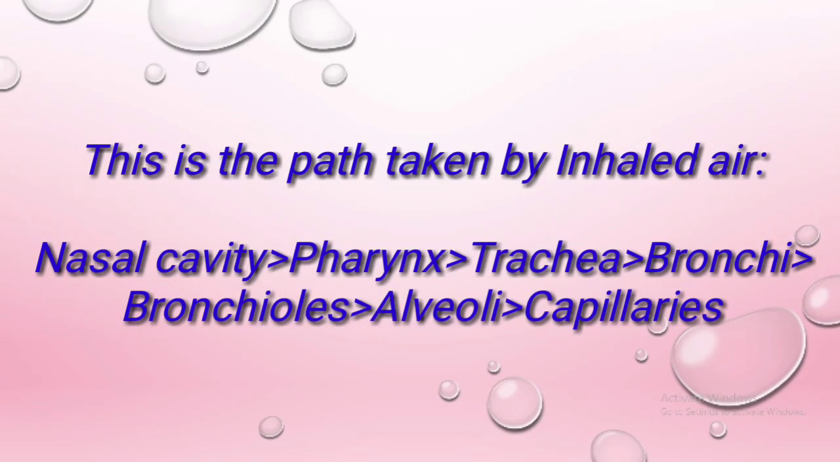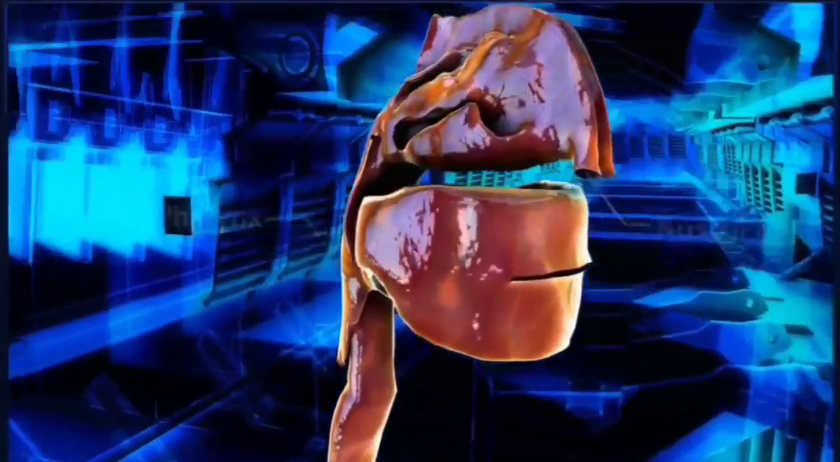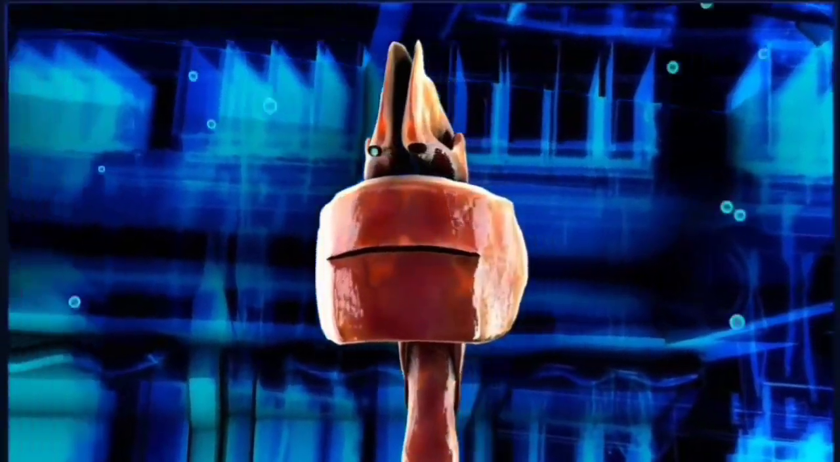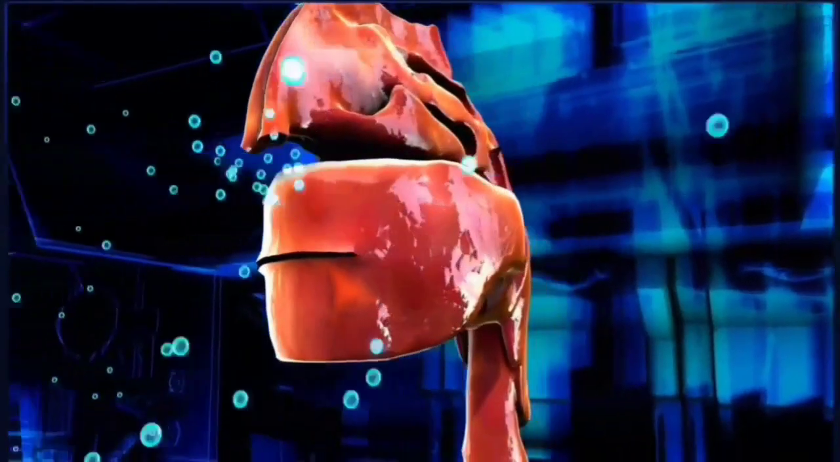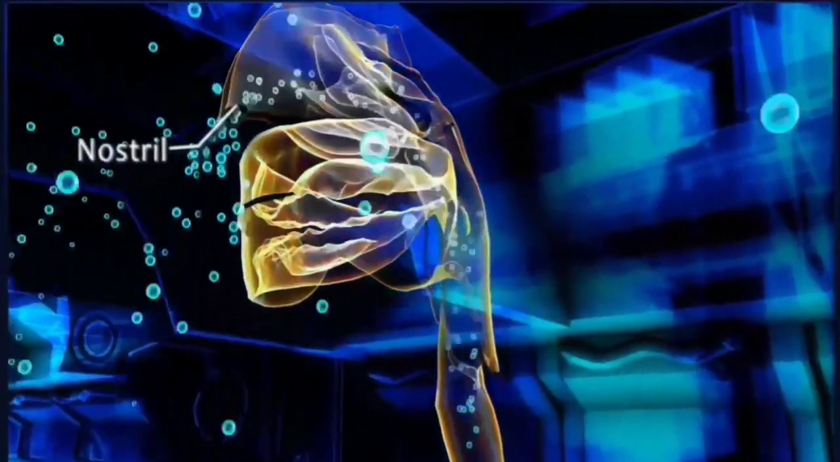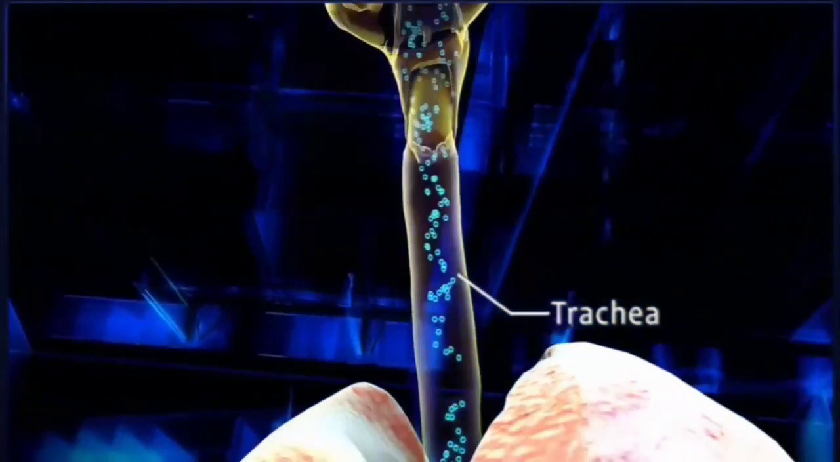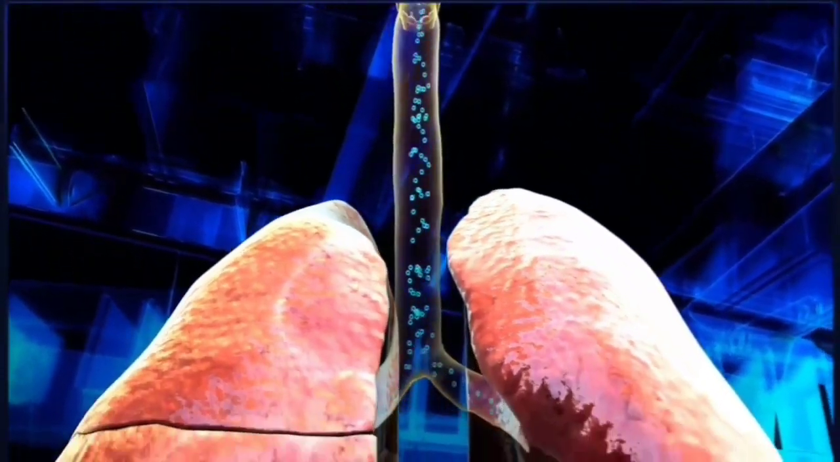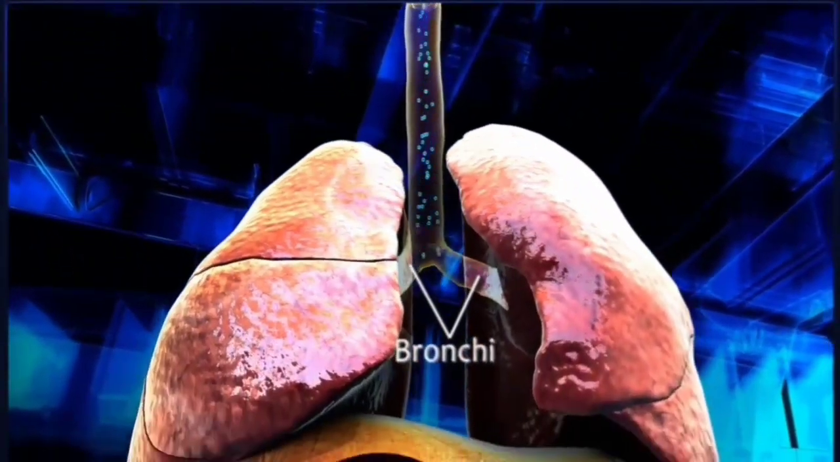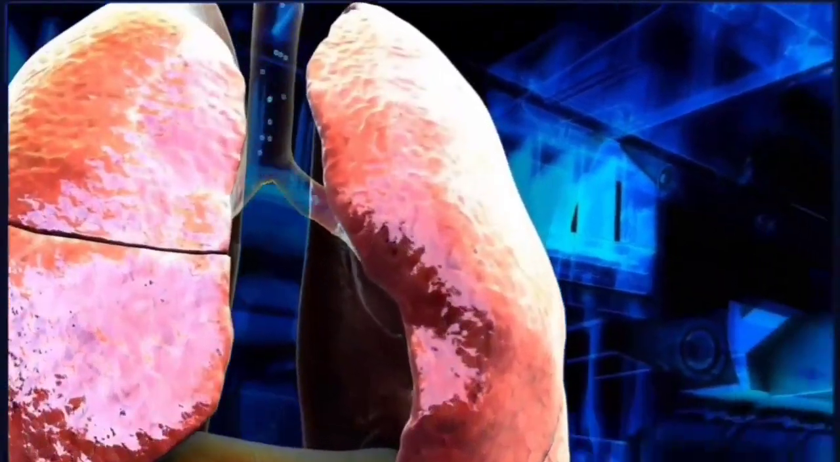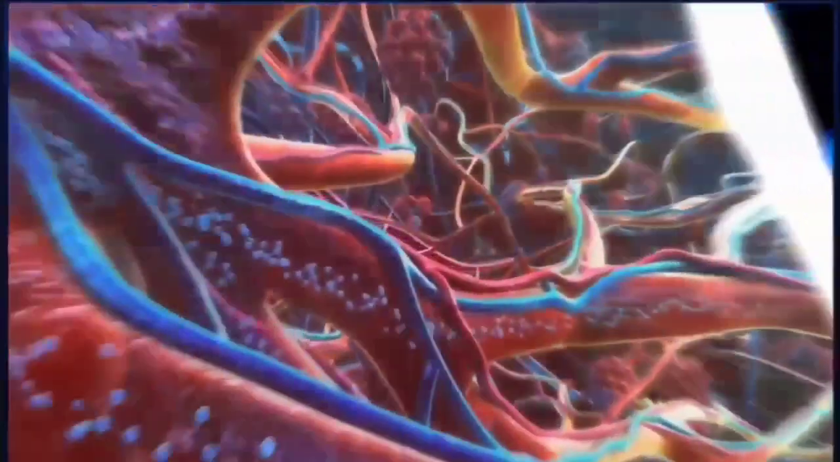This is the path taken by the inhaled air from nasal cavity to capillaries. Air inhaled enters the nasal cavity which is lined by the mucus and tiny hairs that trap the dust particles present in the inhaled air. From the nasal cavity, the air passes through the pharynx and reaches trachea. The trachea is further divided into bronchi, which leads into the either side of the lungs.